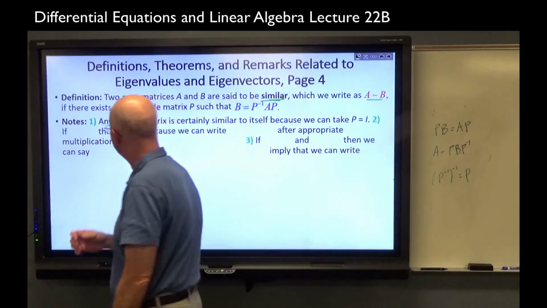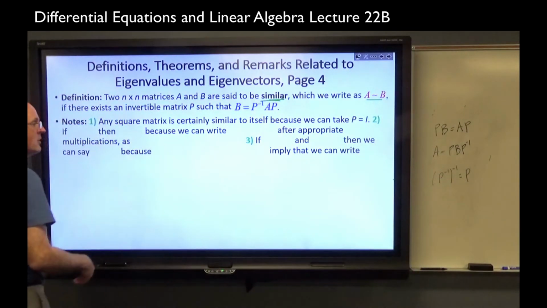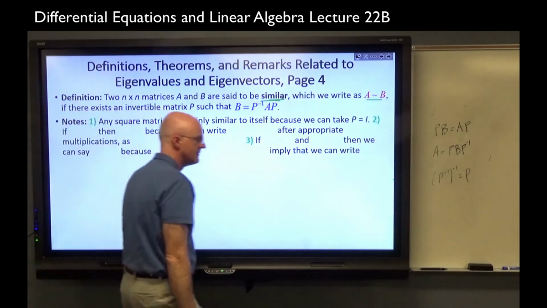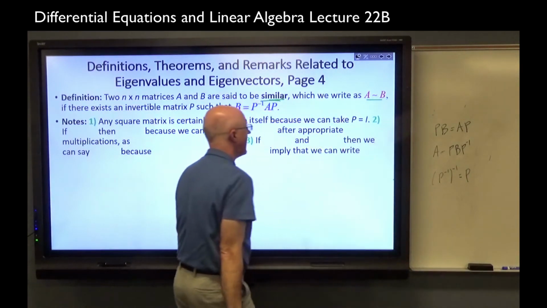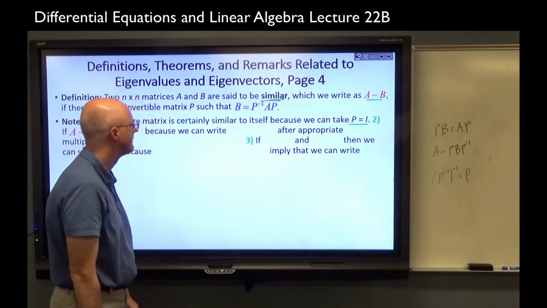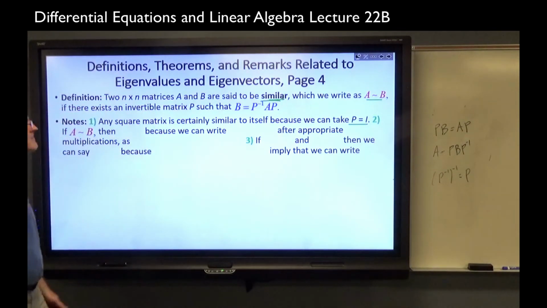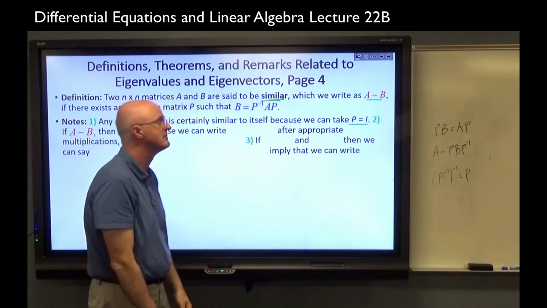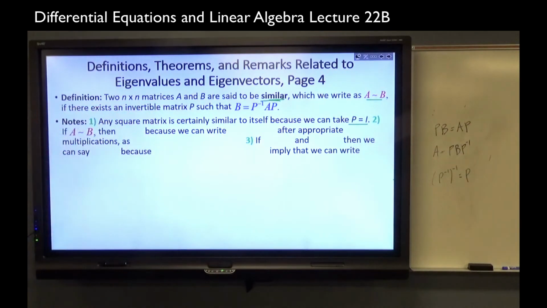Some notes about this. Note number 2 is related to what I just said. Number 1, any square matrix is certainly similar to itself. A is similar to A. Why? Because we can take P to be the identity matrix. A would be I inverse times A times I. That would be true. I inverse is I.